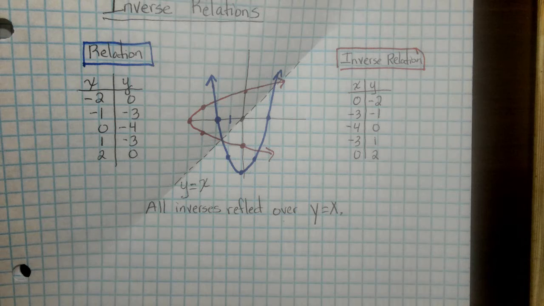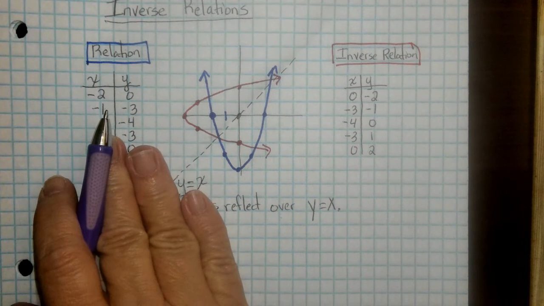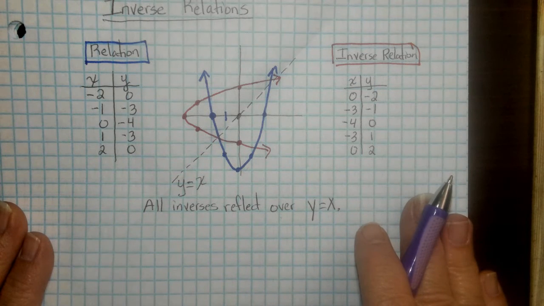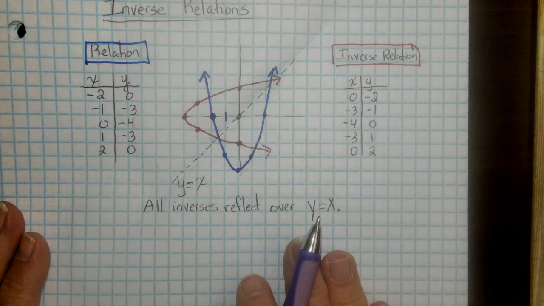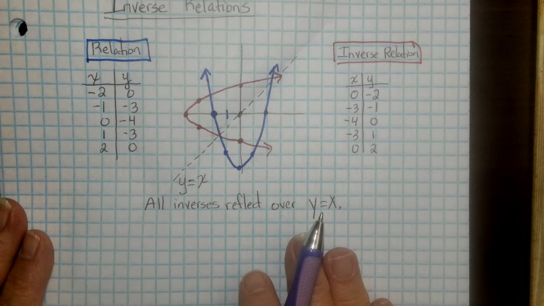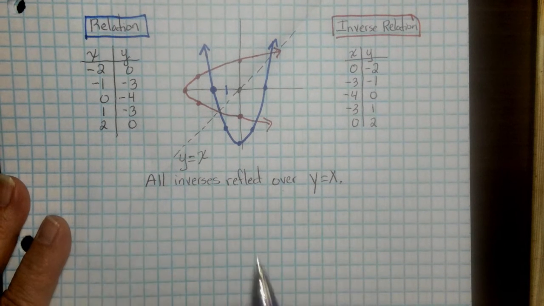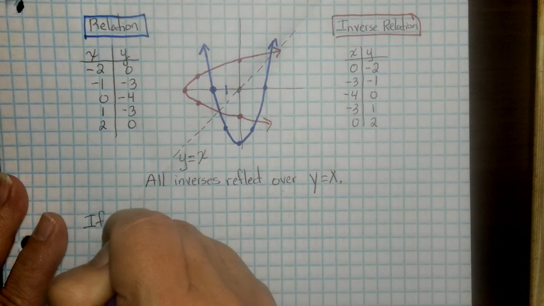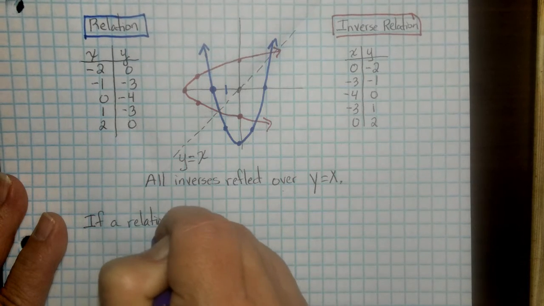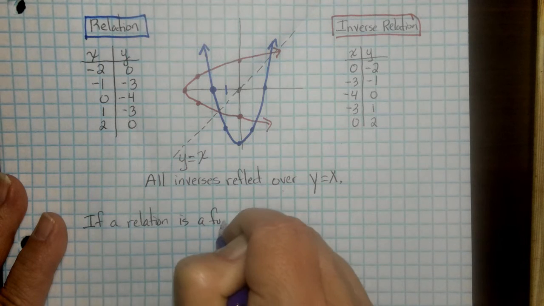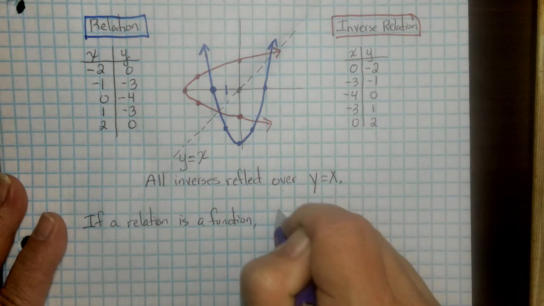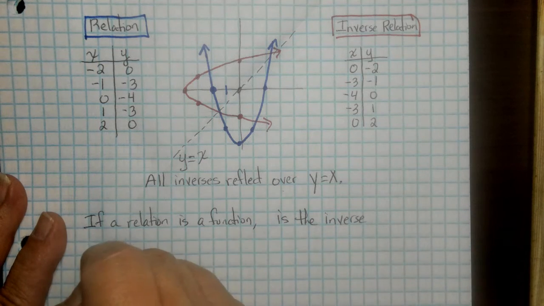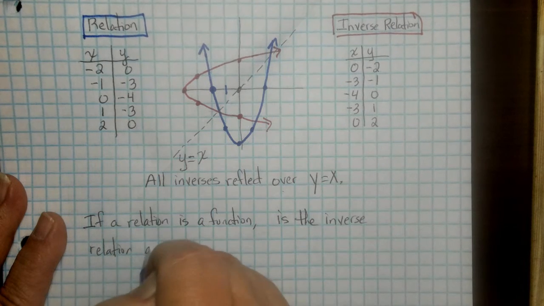All right. So relations have inverses. The x and the y trade places. The inverses reflect over y equals x graphically. But then we want to go further, and we want to question: if a relation is a function, is the inverse relation a function?